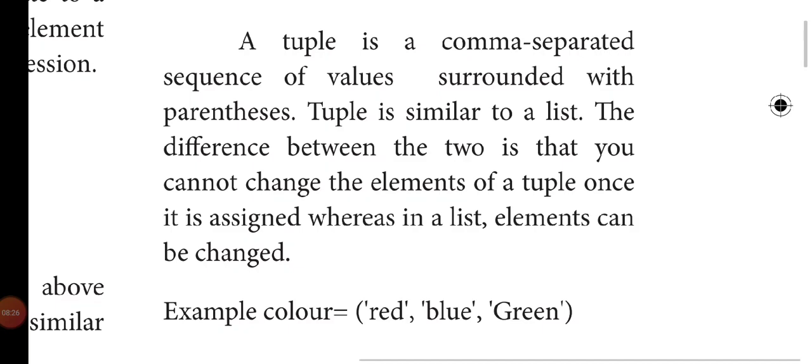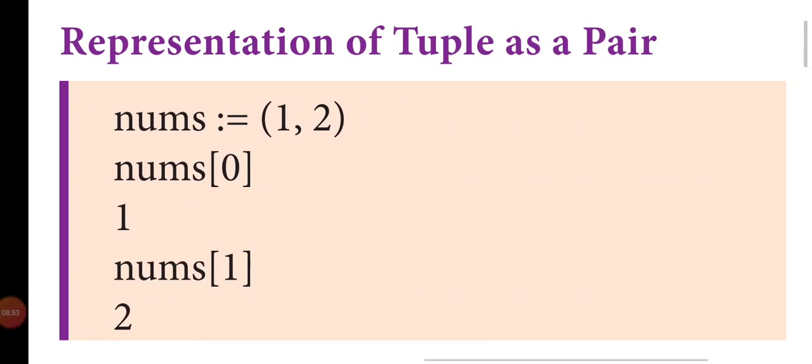The other data type is a tuple. Again, it is a comma separated sequence of values surrounded with parentheses. In the list we have square brackets, but in the tuple we have parentheses. An example is color = ("red", "blue", "green"). Each value is separated with a comma and should be within quotes. Here numbers = (1, 2), and numbers[0] and numbers[1] give the corresponding values 1 and 2.